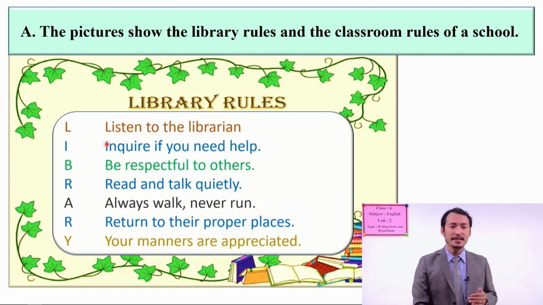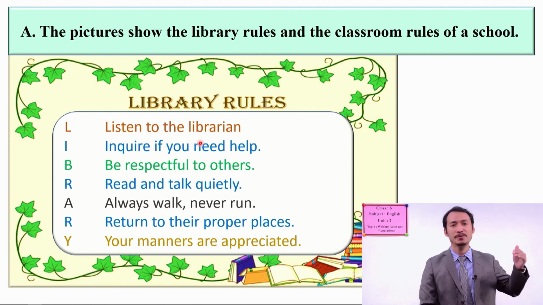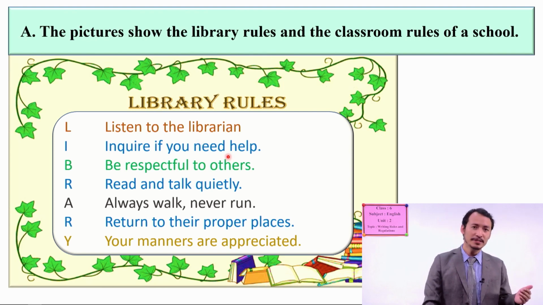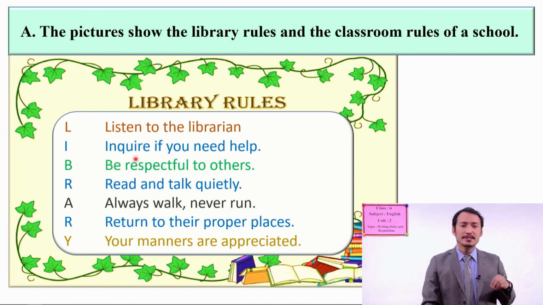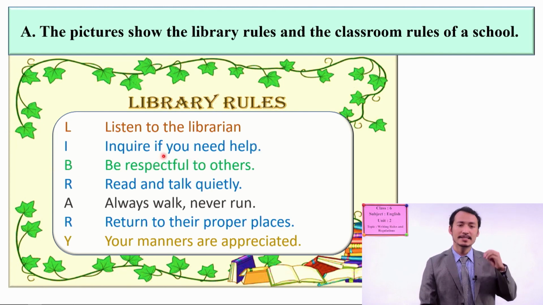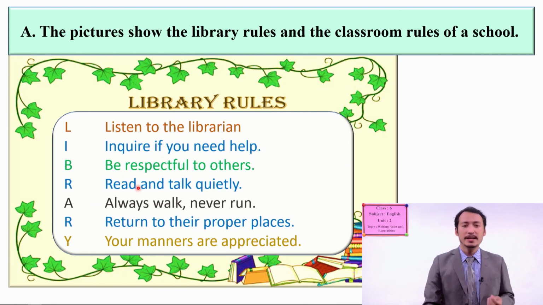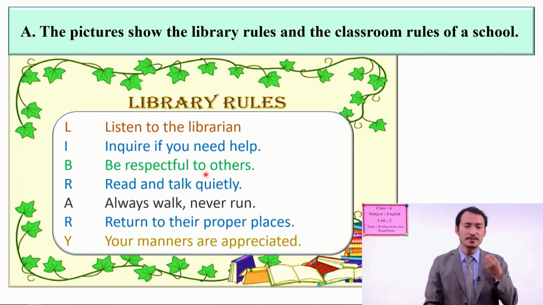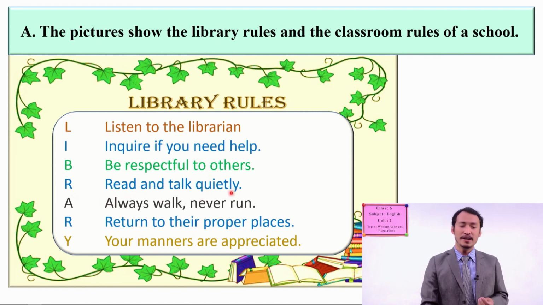Okay, so let's see. L is for listen to the librarian. The librarian is the person who stays in the library and gives you books, assigns you books and takes back the books. And I is for inquire if you need help. Inquire means ask questions, get information. B is for be respectful to others. Be respectful to others means be kind and be polite to others. And R is for read and talk quietly.